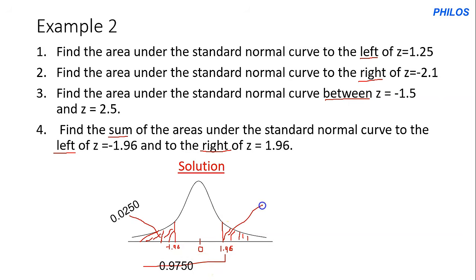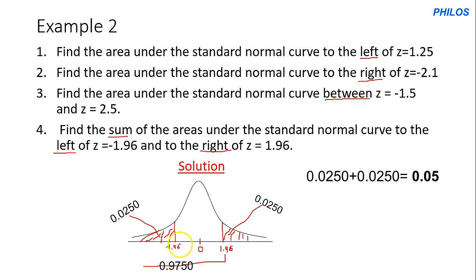But we want the right. So to get the right, 1 minus 0.9750, and that will give us 0.0250. And when we add the two together, because the question says sum, 0.0250 plus 0.0250 will give us 0.05. So the final answer to question 4 is 0.05.